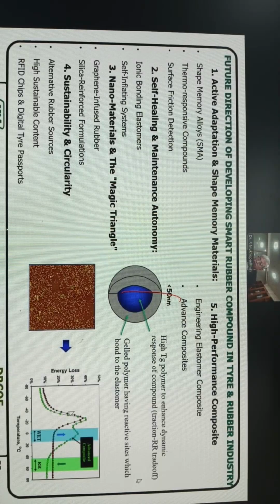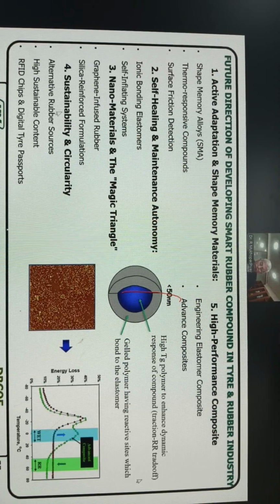this graph you might have seen in the future. People are trying to get two peaks in the tan delta graph. That means we require, in case of rolling resistance, as low as possible, but in case of wet traction, a peak. So this is also possible by the active adaptive or shape memory material, that is the thermoresponsive compound, surface friction, the self-healing, or there is the ionic bonding elastomer instead of the covalent bonding, and the self-inflating system, the nanomaterial and the magic triangle, the graphene infused rubber or silica reinforced, and the sustainability.